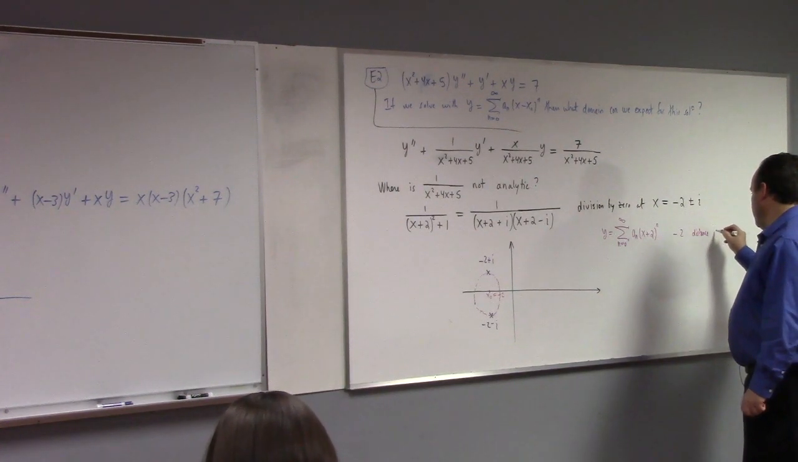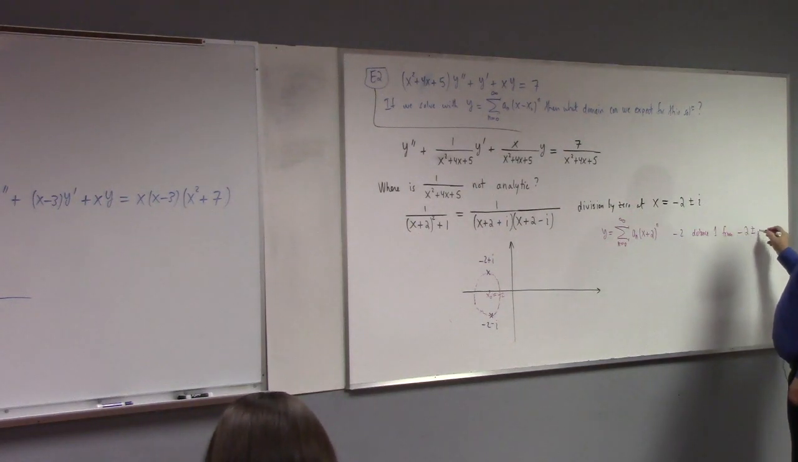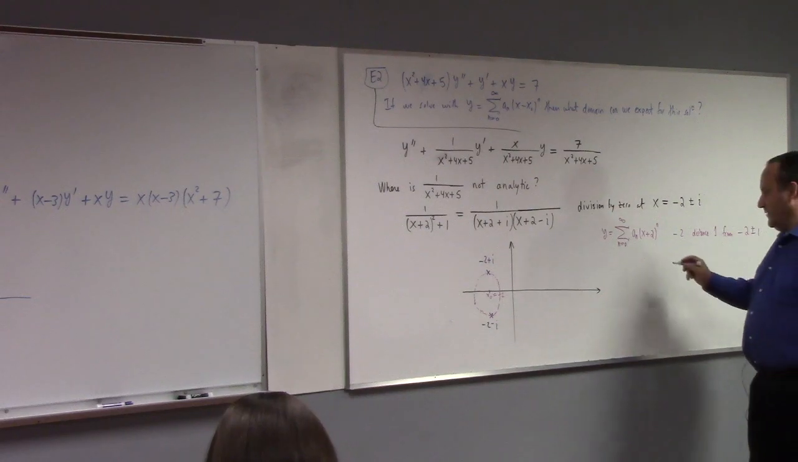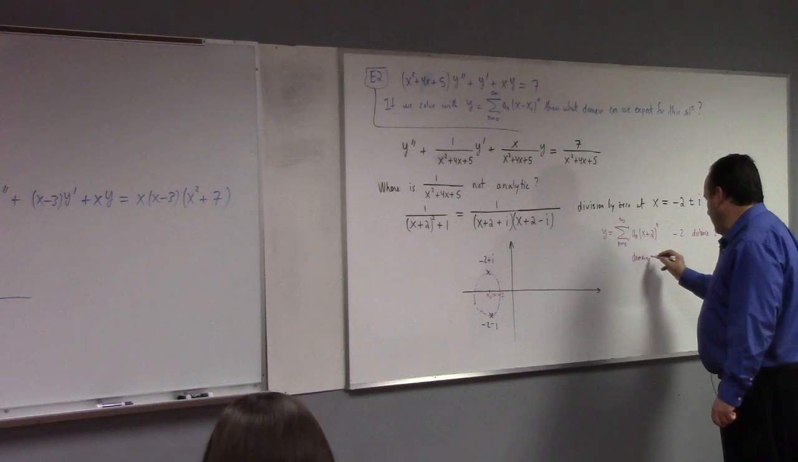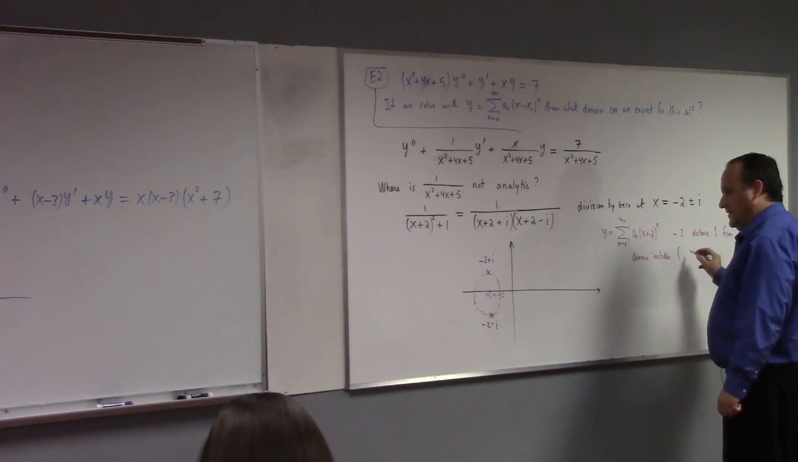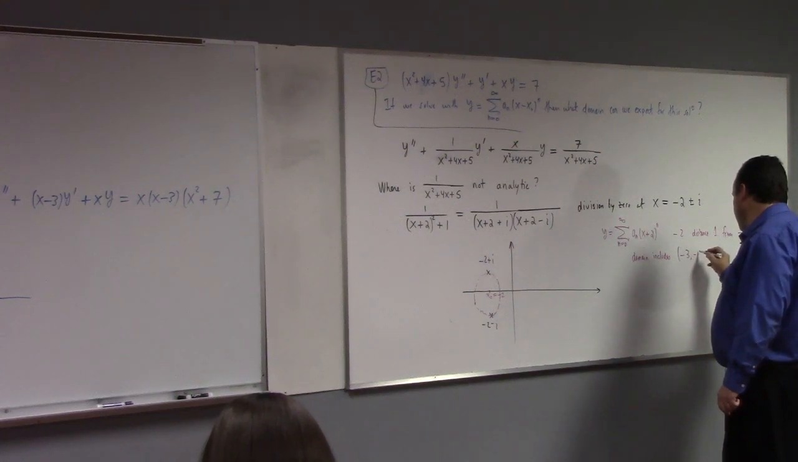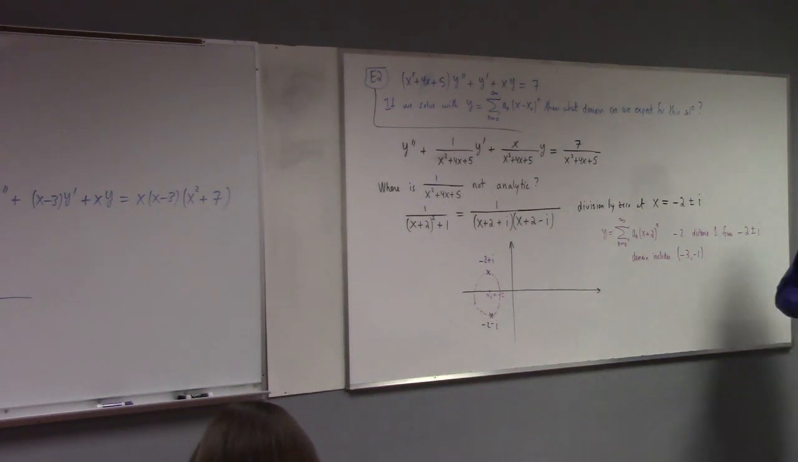It's distance what? Distance 1 from minus 2 plus or minus i, right? So my domain includes what? Apparently minus 3 to minus 1. All right? Let's try something a little bit more interesting.